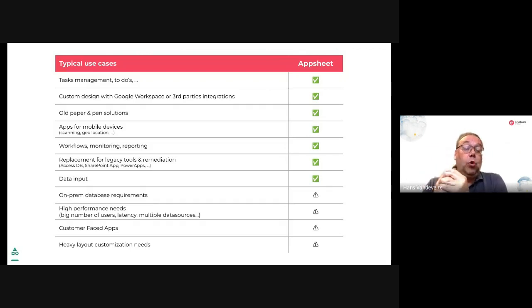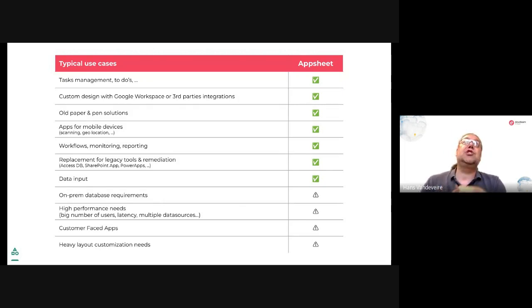Be careful when your app has a specific need for, let's say, heavy customization for layout. You will see that layout features are done automatically in AppSheet. You will be able to add some branding, colors, and so on. But for the rest, you don't have a lot of possibilities there. So if you need that kind of features, AppSheet might not be the right one.